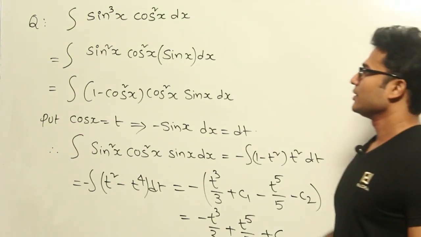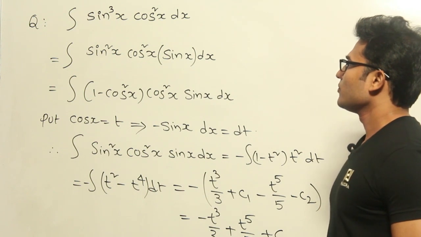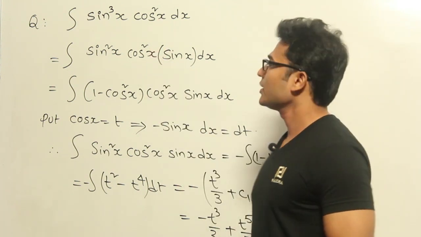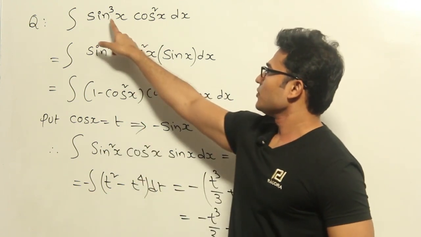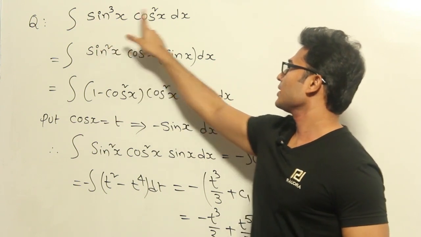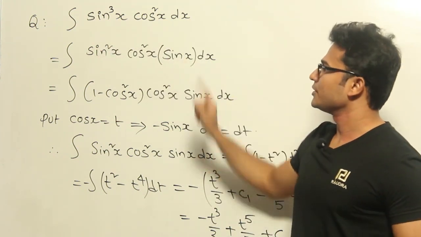Now let's see this question. Integral sin cube x into cos square x dx. So we are going to rewrite this function so that we can transform it. Even though it is given as sin cube x, I am going to write it as sin square x and sin x dx at the end, right? So sin x dx, I am just going to pull it here.